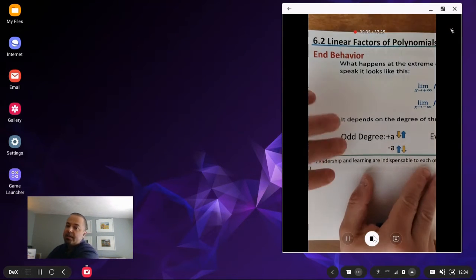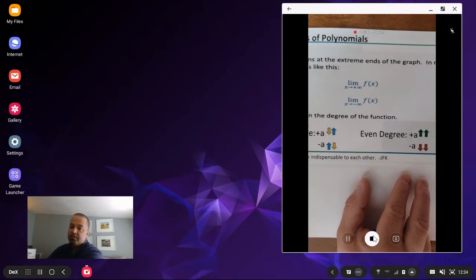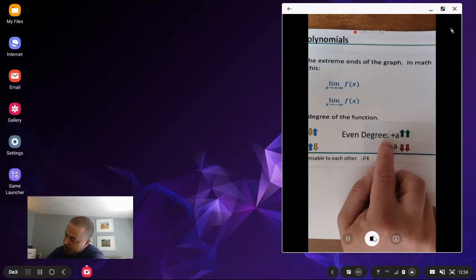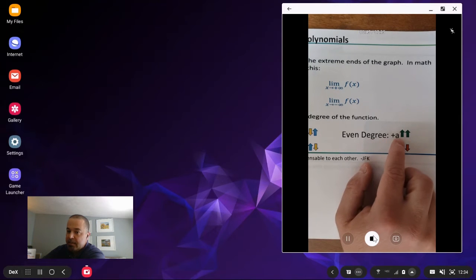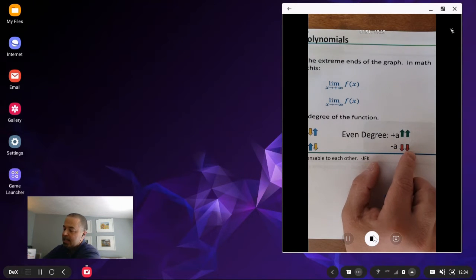If it is an even degree, then we come across these two situations. So the highest exponent being 2, 4, 6, 8, then if a is positive, they're both up. If a is negative, they're both down.